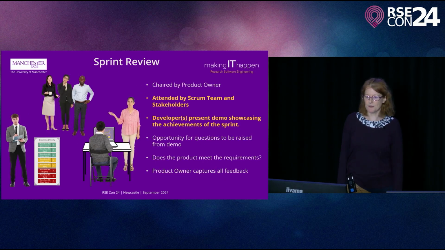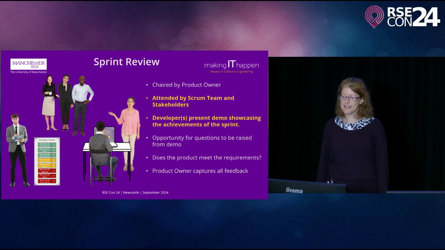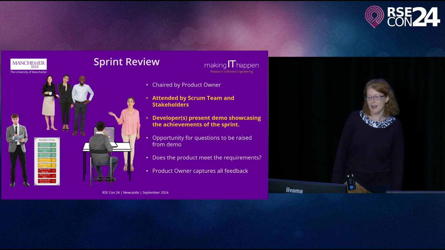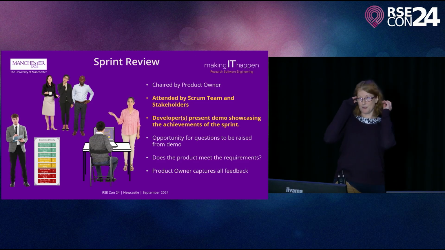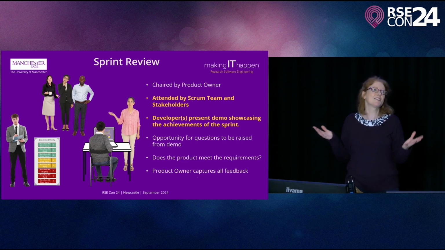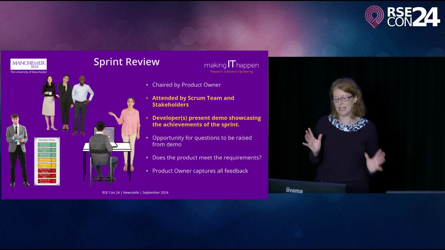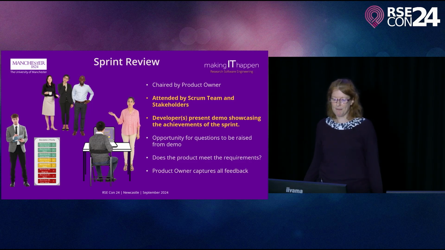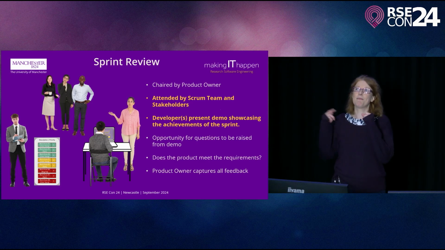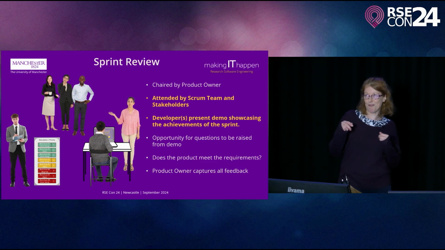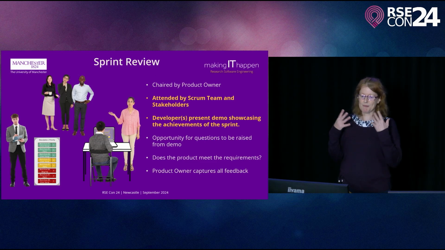The sprint review is chaired by the product owner. It's attended by the Scrum team and the stakeholders, and the developers present demos showcasing the achievements of the sprint. It may be demos of actual working code, or if it's early, it just might be mock-up demos or a presentation of what is intended. And it's an opportunity for questions to be raised from the demo. Does the product meet the requirements? The product owner captures all the feedback from the stakeholders, and then keeps pruning the product backlog to make sure it's up to date.